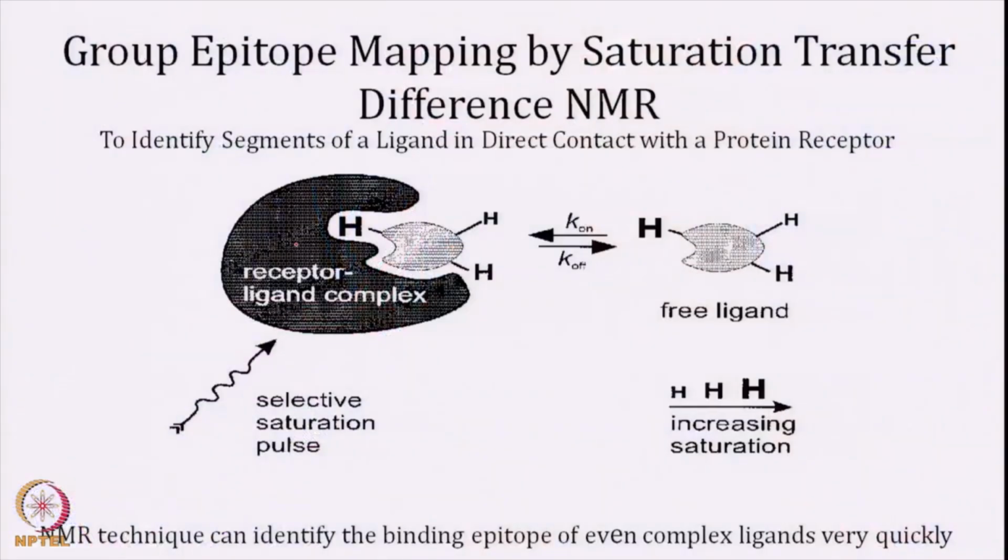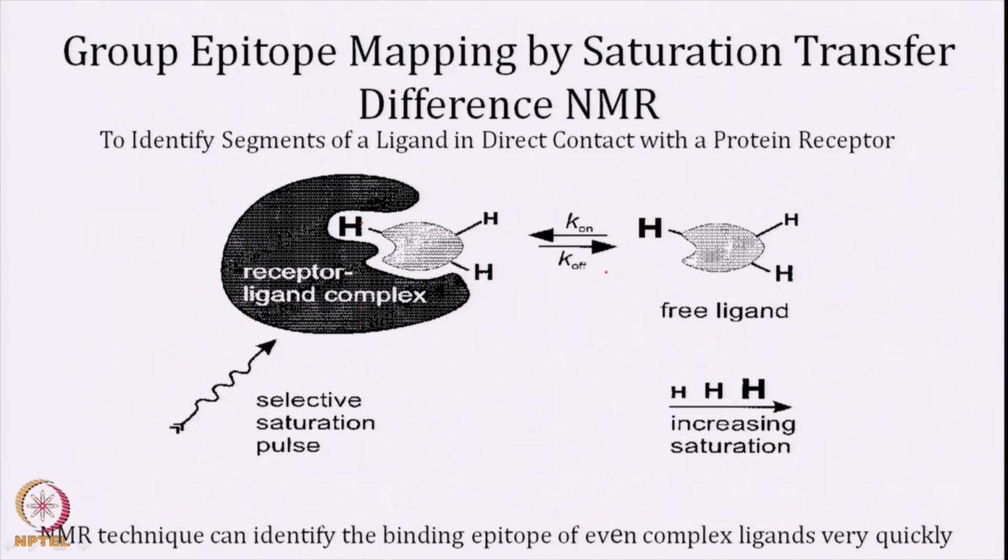Here is our receptor-ligand complex. The receptor is big, the ligand is small, and the ligand has many protons. We are selectively saturating on the protein and looking at the effect of that saturation on the ligand. The only condition is that they are in the micromolar binding range.